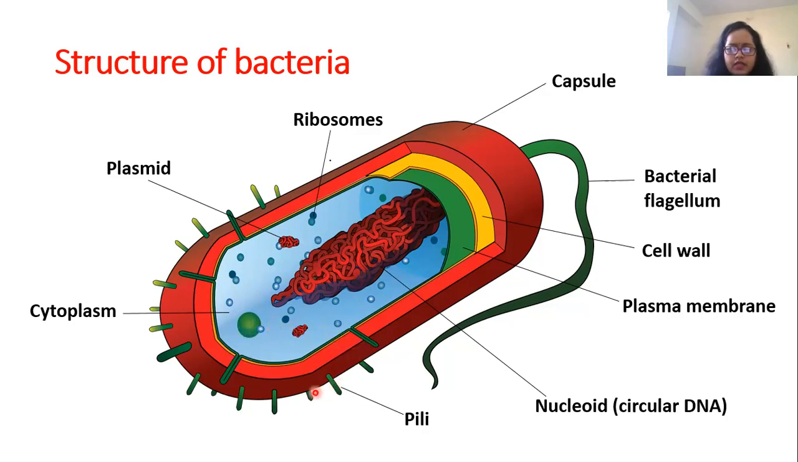Now on the capsule, you can see other appendages are also present. This green colored long tail-like structure is what? A bacterial flagellum, which is generally responsible for its locomotion. So the flagellum helps in the motility of a bacterium. Other structures which are present are pili. They help in attachment of bacteria to any surface.